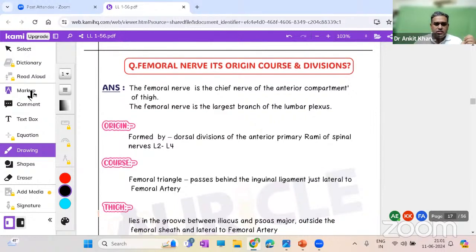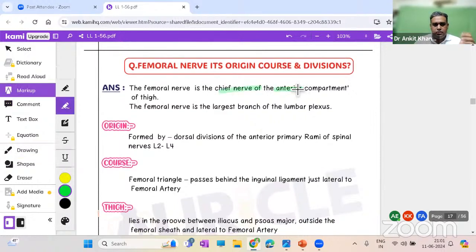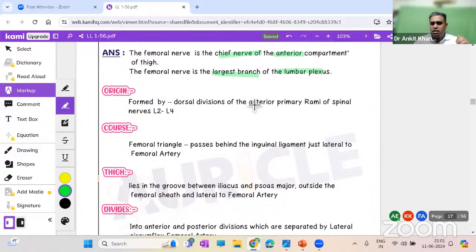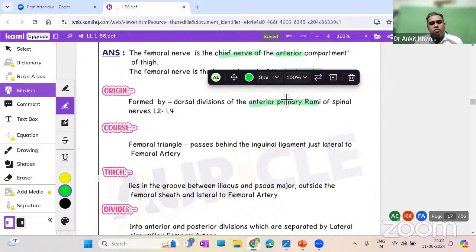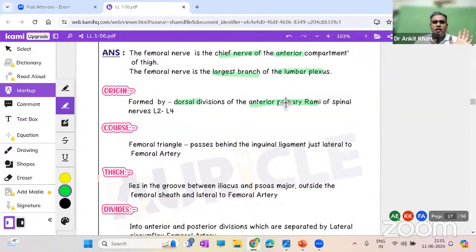So the femoral nerve, let us discuss it as the chief nerve of the anterior compartment. We know it's one of the largest branches of the lumbar plexus. Fair enough. Origin is from the anterior rami, no doubt about it. All the plexuses are formed from anterior rami. I repeat myself, listen one more time. All the plexuses are formed from anterior rami, but this one is formed from the dorsal division of the anterior rami.